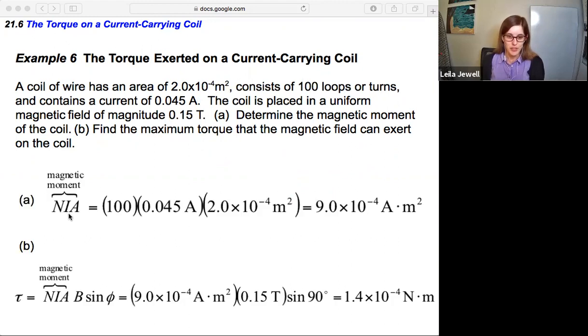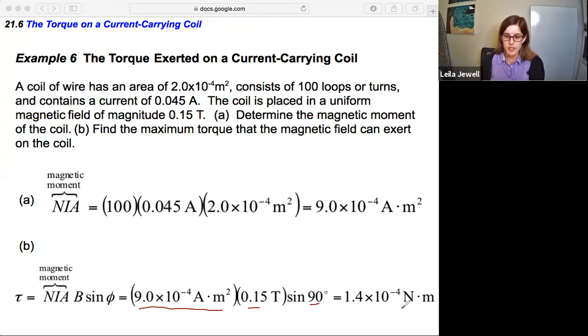So magnetic moment, NIA, we multiply those out, and the units of it are just what we have here, amps times square meters. Fairly straightforward. The torque is just taking that result, the magnetic moment, and multiplying by the magnetic field times sine of the 90 degrees.